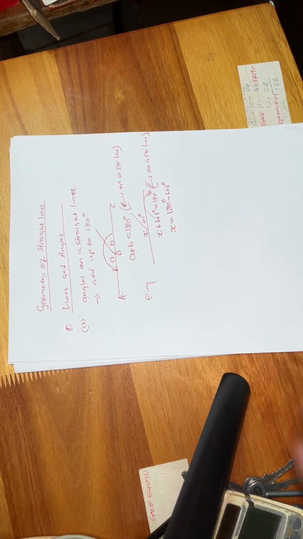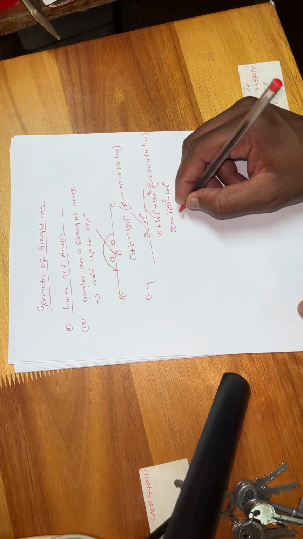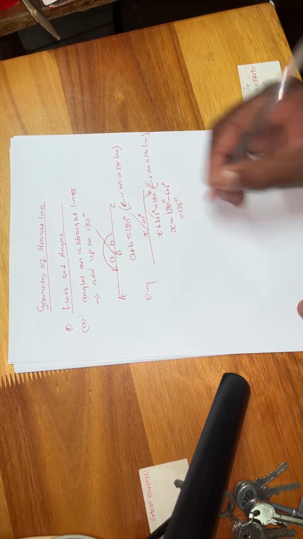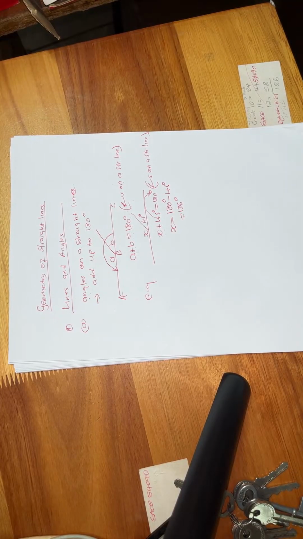It's 180 degrees minus 45. 180 degrees minus what? 45. That gives 135 degrees, which means our x is 135.